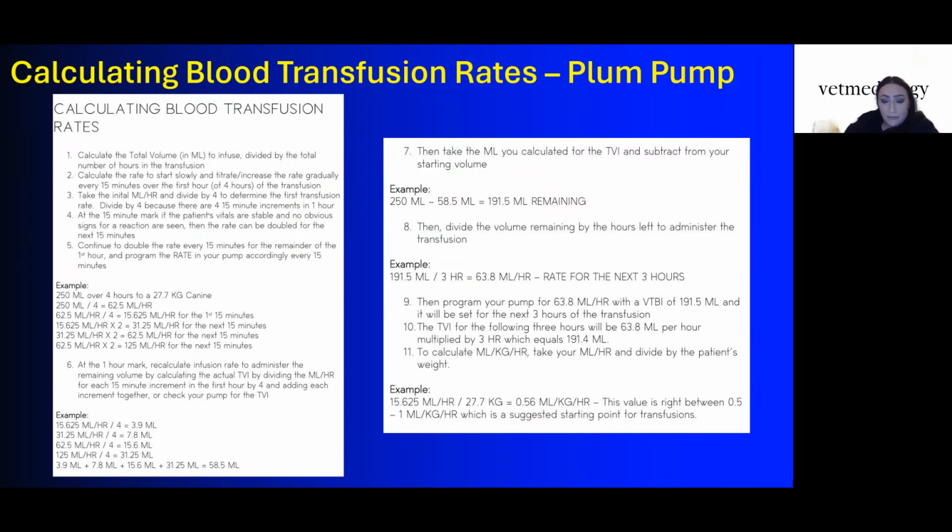To calculate mils per kg per hour, take your mils per hour and divide by the patient's weight. So for example, 15.625 mils an hour divided by 27.7 kgs gives us 0.56 mils per kg per hour. This value is right between the 0.5 and 1 mil per kg per hour, which is the suggested starting point for transfusions.